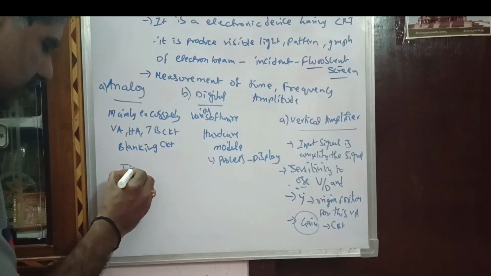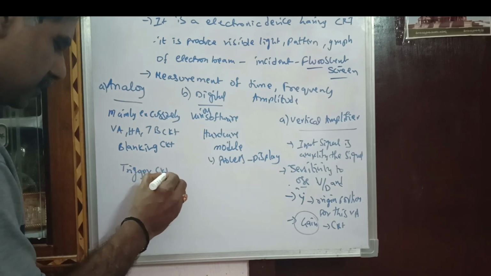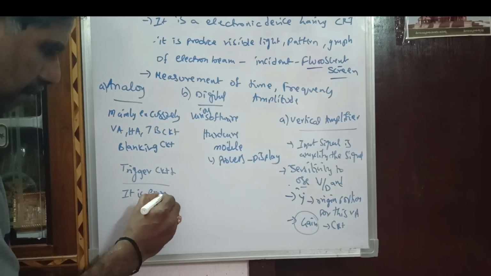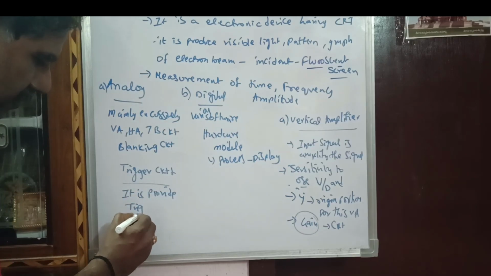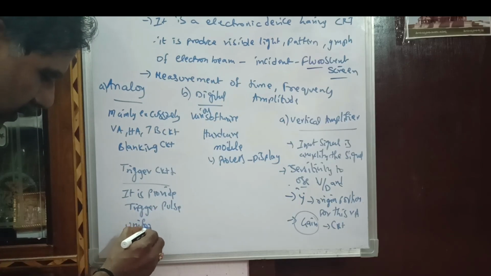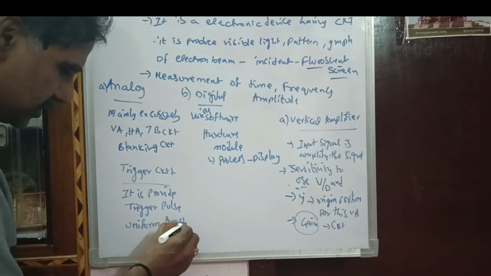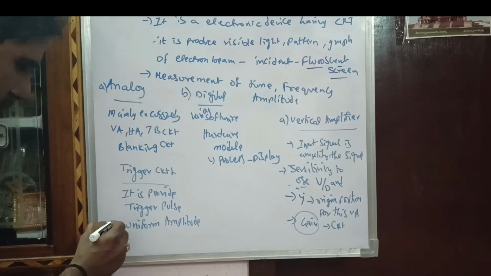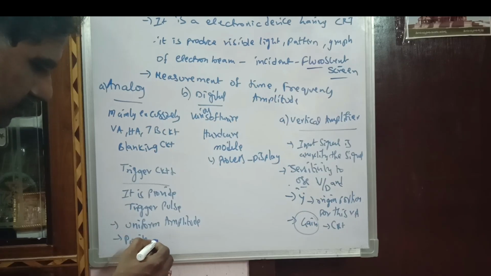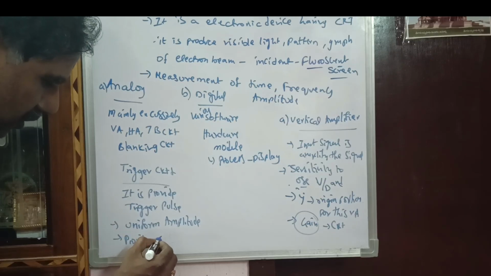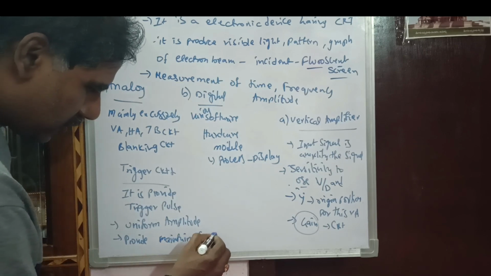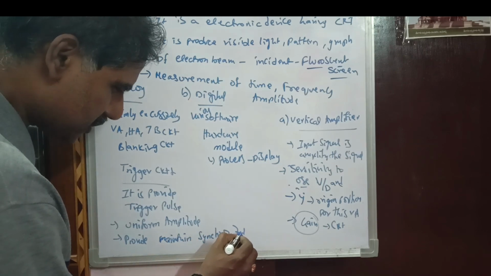Another one is the trigger circuit. It is used to provide a trigger pulse and provide a uniform amplitude, whereas it is used to provide or maintain a synchronized input signal.